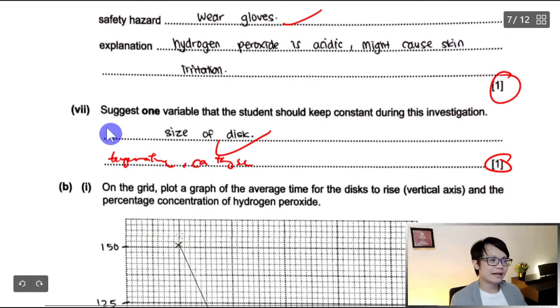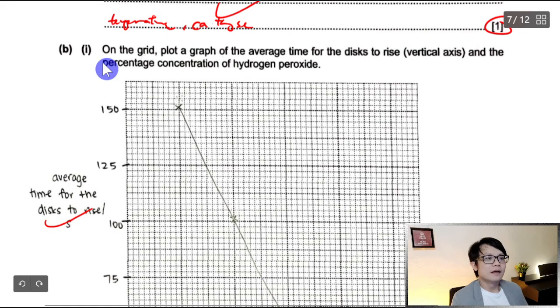VII: state one variable that students should keep constant. You can write the size of this, or temperature, or catalyst, up to you. Okay, these three things. Draw the graph. This is 3 marks.